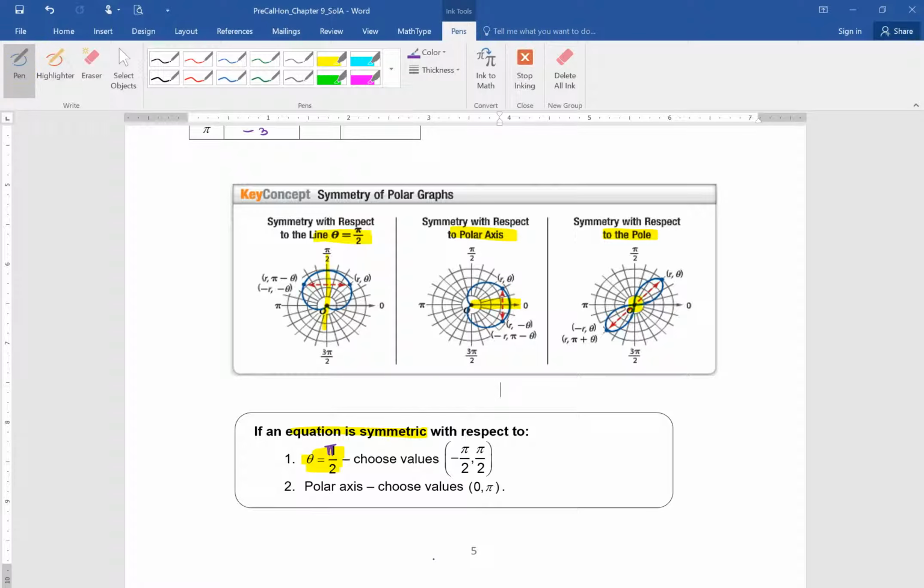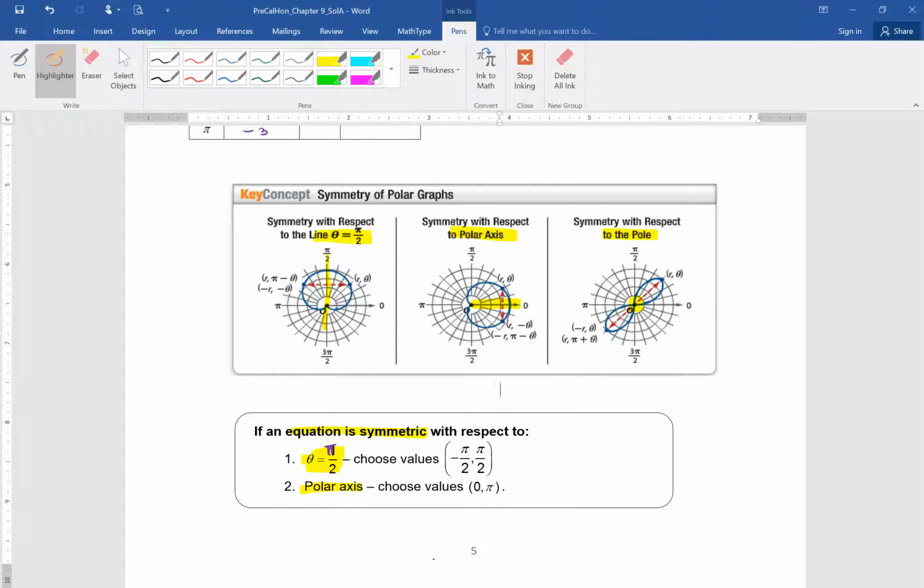If it's symmetric with respect to the polar axis, like this one, you choose values from 0 to pi. So just those values, and then you would just complete the mirror image on the bottom. Okay?